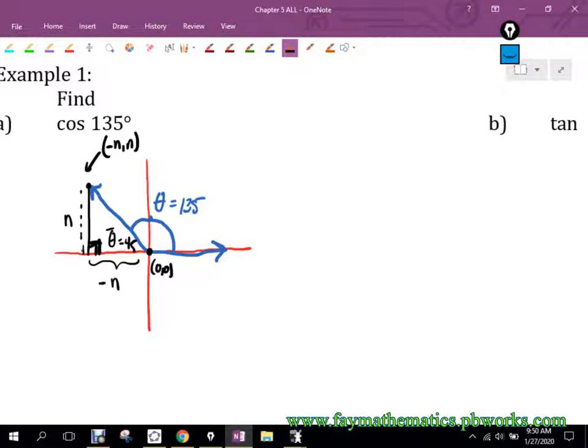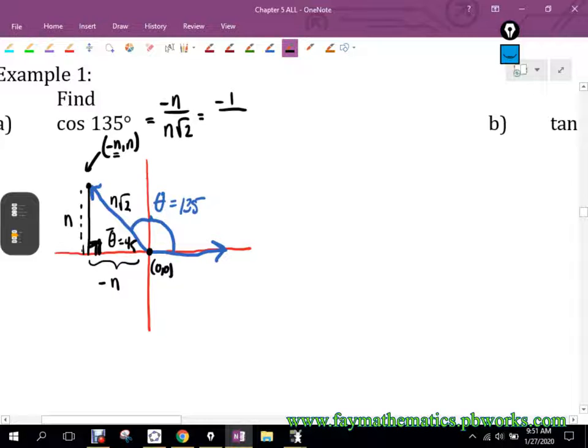Now, here's my question. Cosine is x divided by r. Well, let's look at a 45, 45, 90 triangle. Isn't r n radical 2? Yeah. So cosine is the x value, or the adjacent side, divided by the r value, or the hypotenuse. If I evaluate those, I get negative 1 over radical 2, negative radical 2 over 2, right?